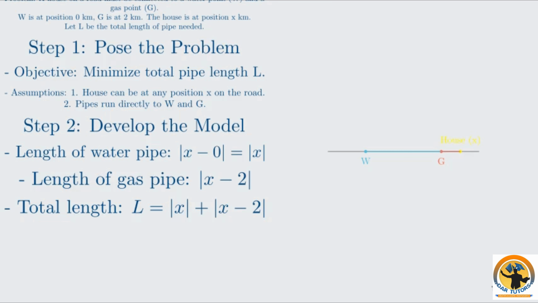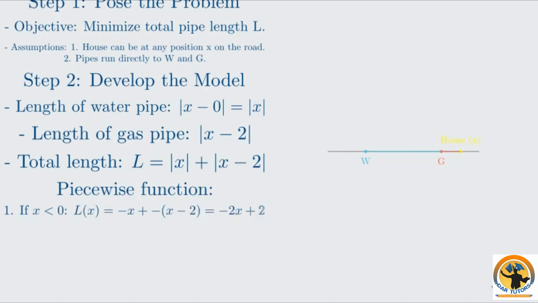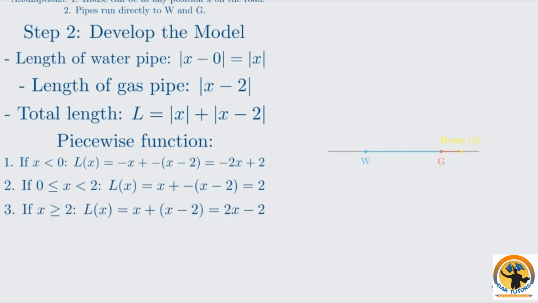We need to find the value of x that minimizes L. To do this, we can split our absolute value function into a piecewise function based on the critical points x equals 0 and x equals 2. Let's test this by calculating L for a couple of points, as we might in the exam.